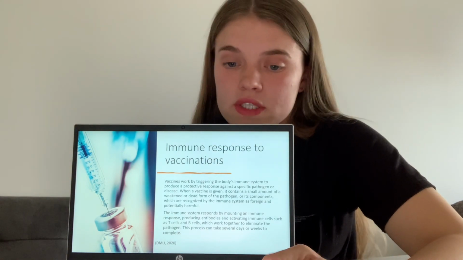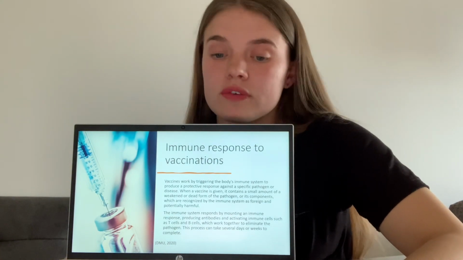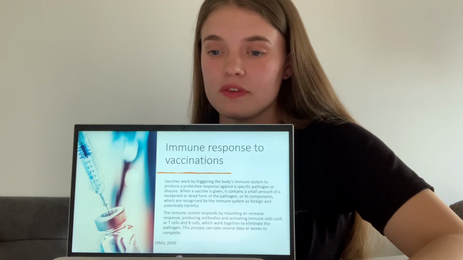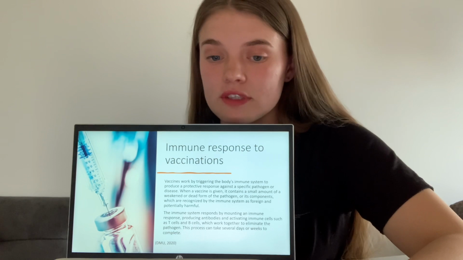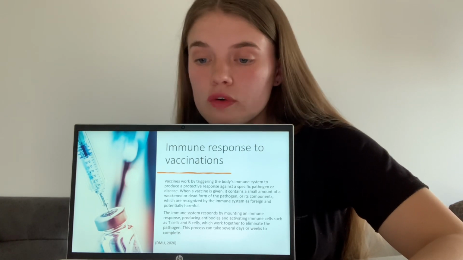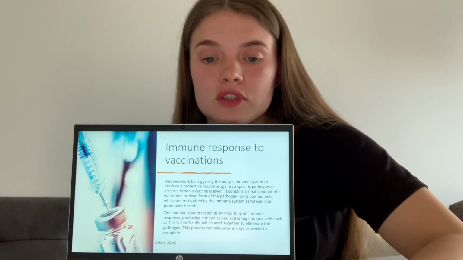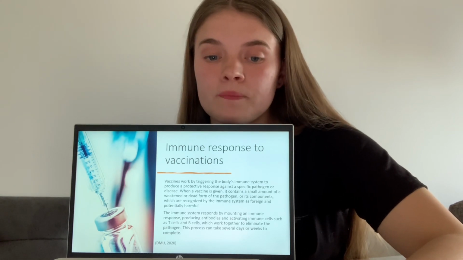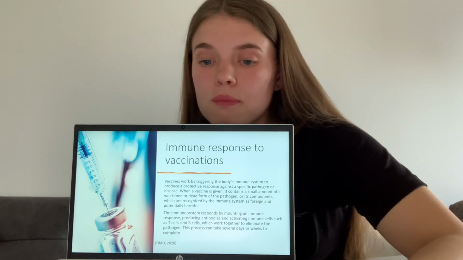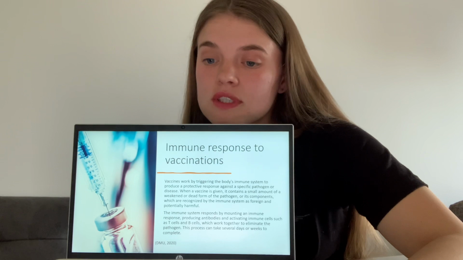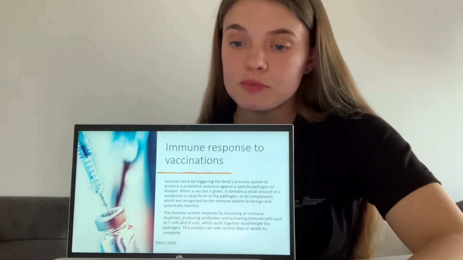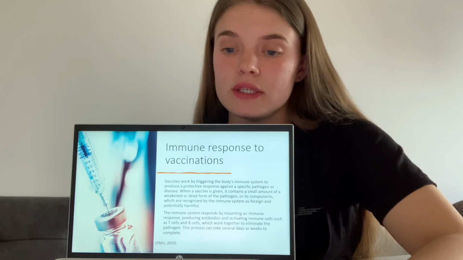Immune response to vaccinations. Vaccines work by triggering the body's immune system to produce a protective response against a specific pathogen or disease. When a vaccine is given, it contains a small amount of a weakened or dead form of the pathogen or its components, which are recognised by the immune system as foreign and potentially harmful. The immune system responds by mounting an immune response, producing antibodies and activating immune cells such as T cells and B cells, which work together to eliminate the pathogen. This process can take several days or weeks to complete.